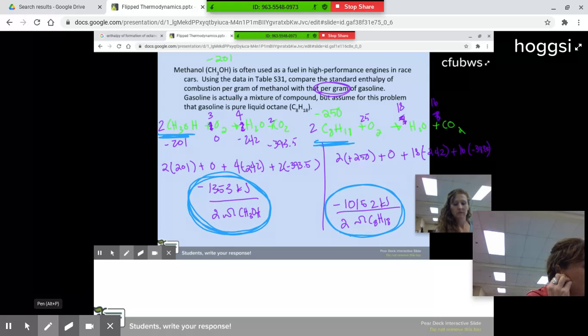So what we have to do from here is, instead of being kilojoules per 2 moles of methane, we have to get it to be kilojoules per gram of methane. But before we do that step, does anyone have a question up until this point? We kind of did it fast yesterday and we didn't really have time for questions. So let's take a minute to reflect and ask our questions.